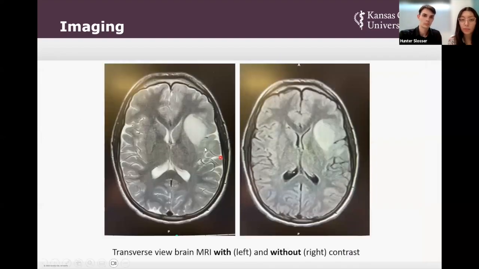And here are a couple more images of the MRIs. Here on the left, we have the transverse view with contrast and the same insular area of low density, and then on the right without contrast.